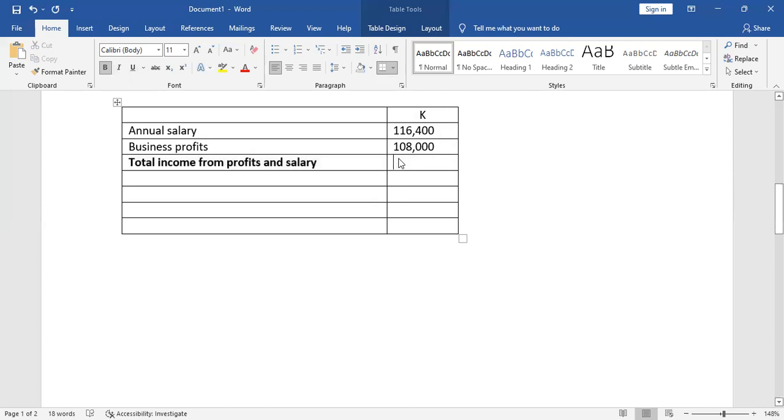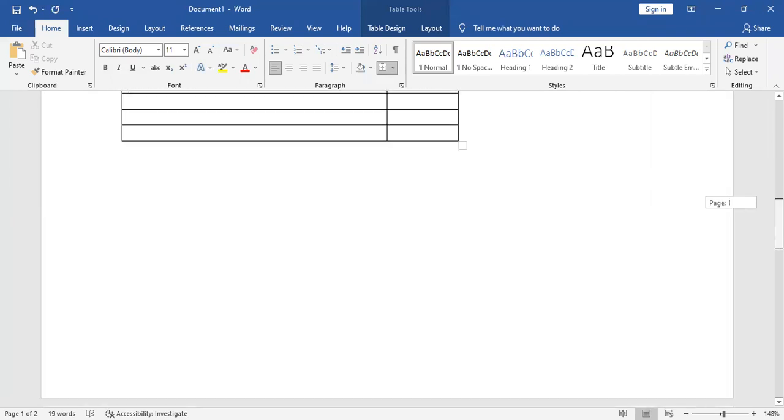So when I add those two, 116,400 plus 108,000, I'm getting 224,400. So now we are going to apply the tax band. Tax band for an individual.